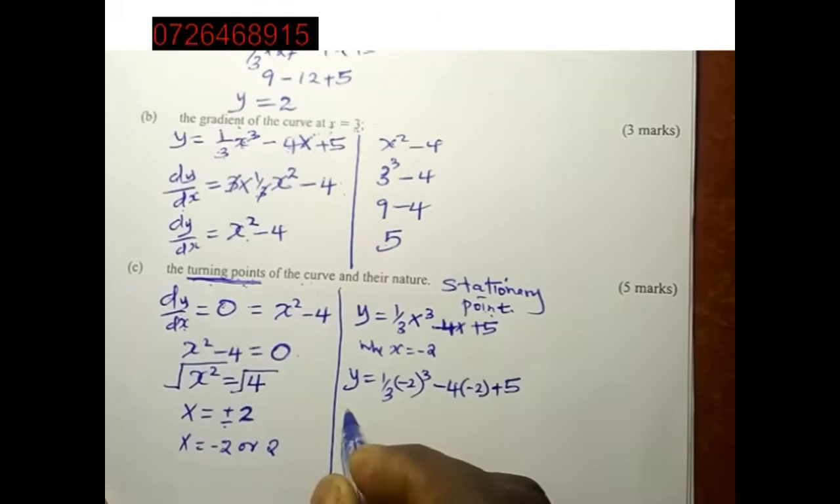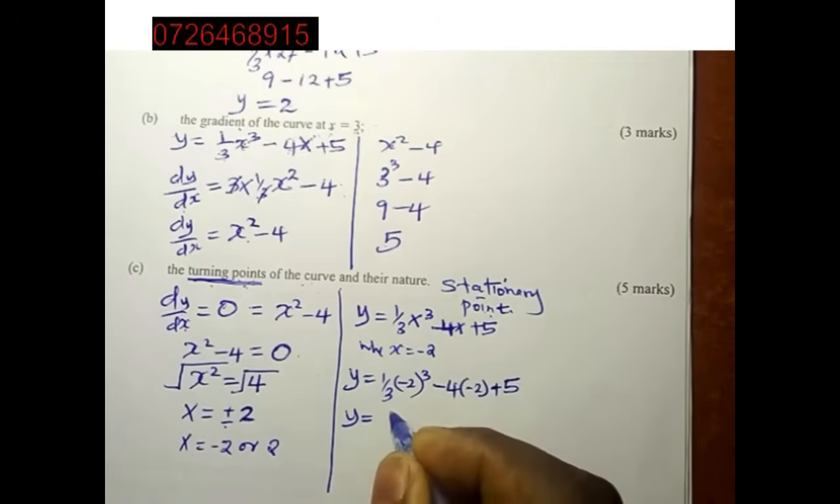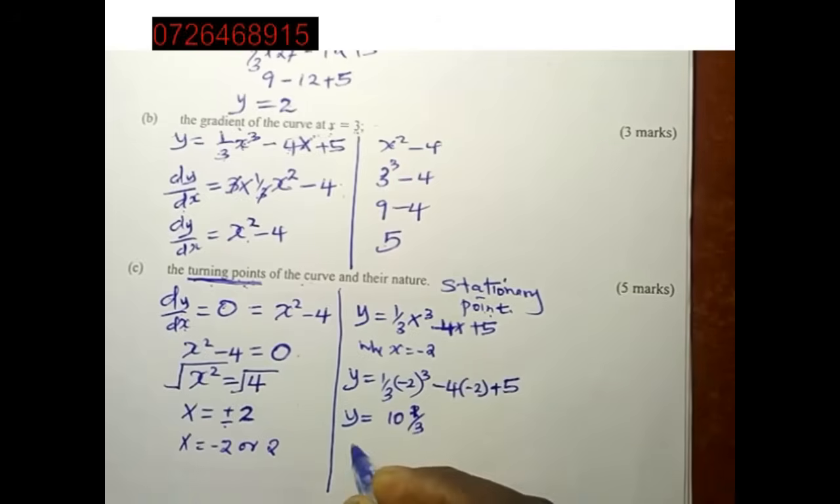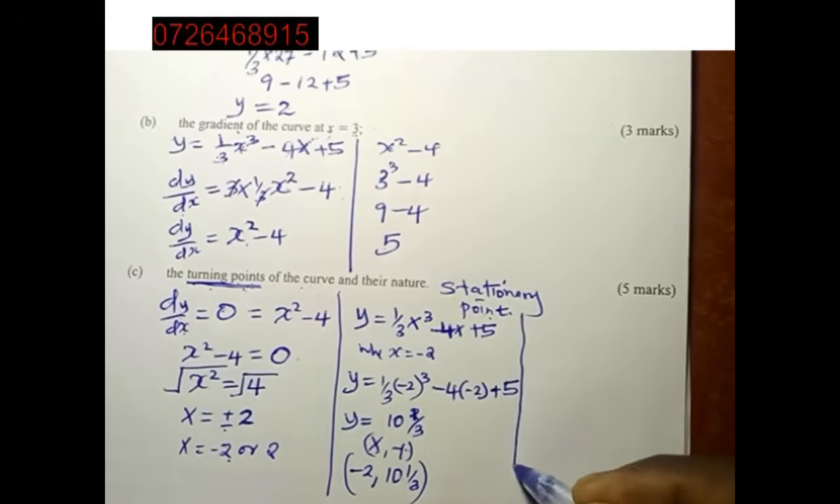You substitute. So y here, when x is equal to negative 2, the value of y is going to be 10 and 1 over 3. So now the turning point, we write it in the value of x, y. So the first turning point will be negative 2, 10 and 1 over 3. So this is the turning point when x is equal to negative 2.